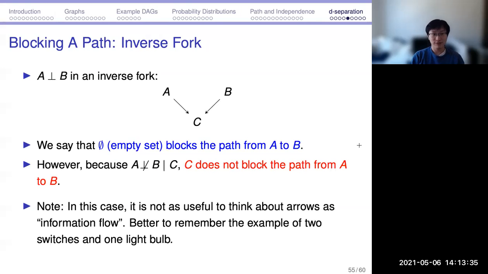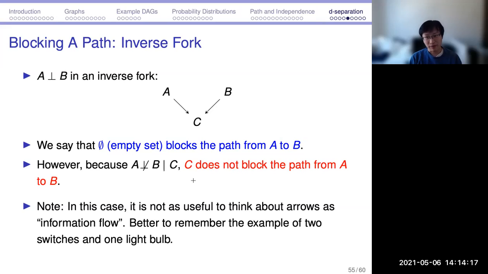And in the inverse fork example, because we have this marginal independence, this is a quite different and very weird saying. We say that the empty set blocks the path from A to B, because the marginal independence is equivalent to independence conditional on an empty set. Now, however, because we have seen that when we condition on C, these two are no longer independent, using the blocking terminology, C does not block the path from A to B.